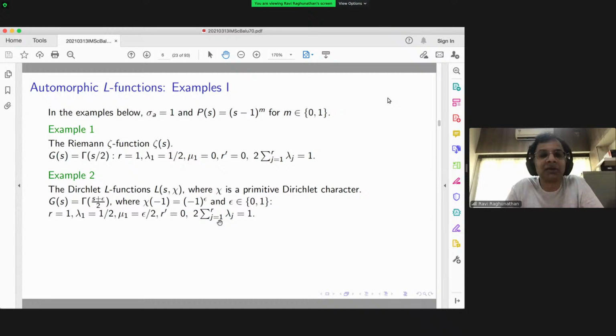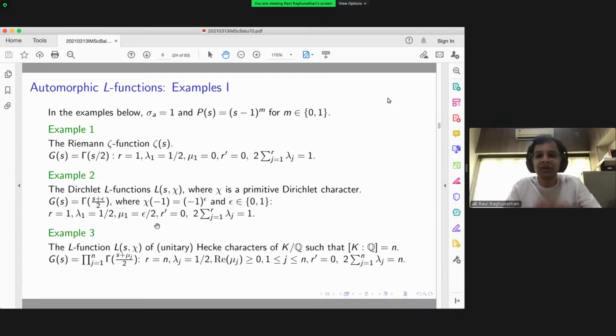Okay. So notice that in particular, mu 1 is either 0 or half. So its real part is greater than or equal to 0. So this becomes relevant in the next one. So suppose I have a unitary Hecke character of some number field k over q, and the degree of k over q is n. Now here, you will typically have n gamma functions occurring all in the numerator, this n being the same as the degree of k over q. Right? And in every case, all the lambda j's, that is the coefficient of s, is again a half. One can describe the mu j's more precisely, but what I will just content myself with is saying that the real part of the mu j's will be greater than or equal to 0 in all of these cases. There will be n such factors in the numerator, no factors in the denominator, and twice the sum of the lambda j's will be exactly n.